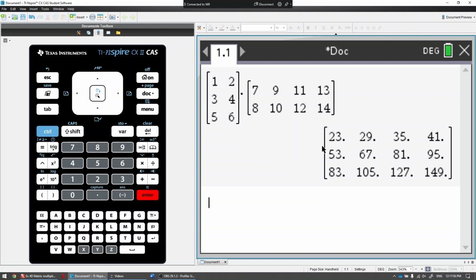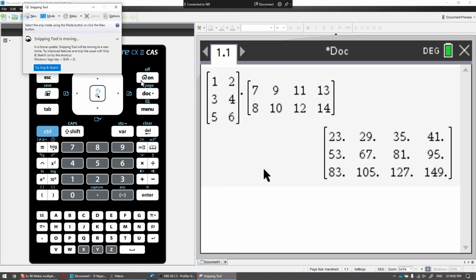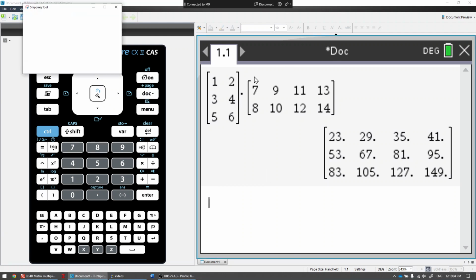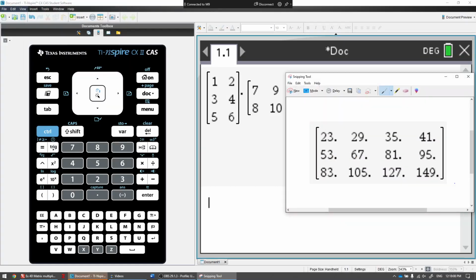Now, feel free to copy that into your sheets. The main point of this is that you know how to do it on the CAS. We'll revisit this again next week to give you some practice.